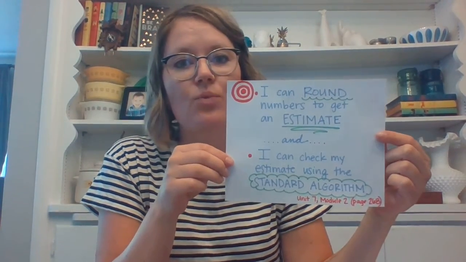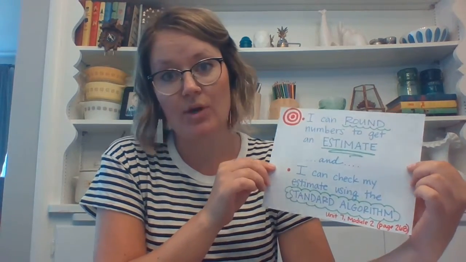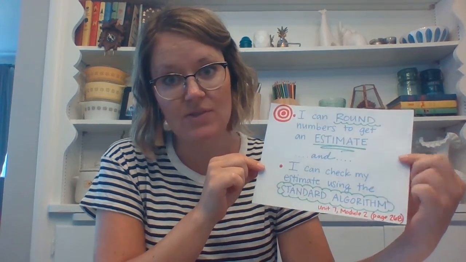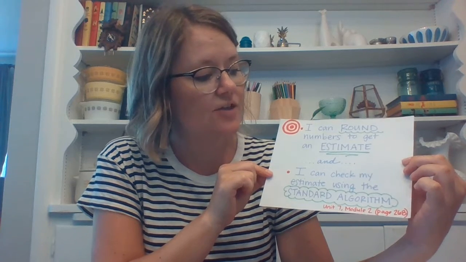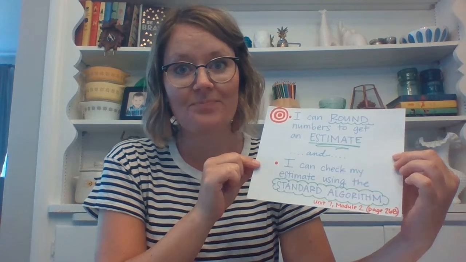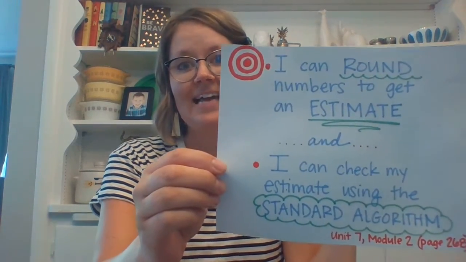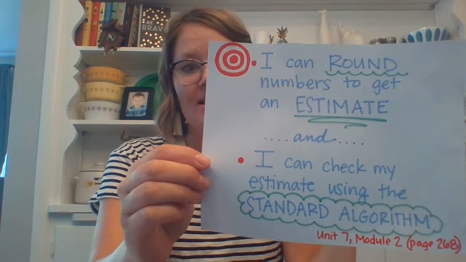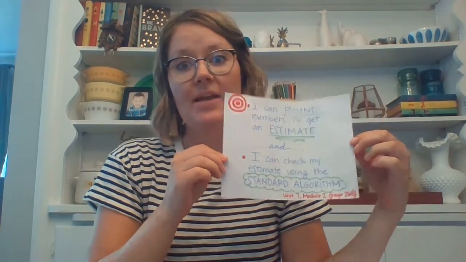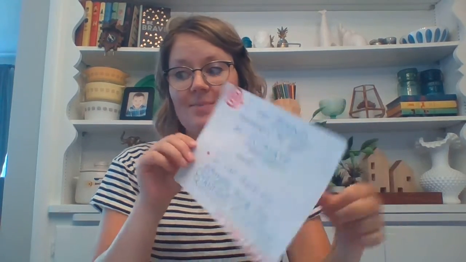Okay, so our learning target today is I can round numbers to get an estimate. So we're going to round the numbers, then we're going to estimate the answer. And then you also need to check your estimate with the standard algorithm. Okay, so we're going to review the steps for the standard algorithm for multiplication. The nice thing is that your parents know this strategy. So I might use a little bit different language than they do, but they know all the steps, and so you can ask them for help, and I'm sure they would be happy to help you.